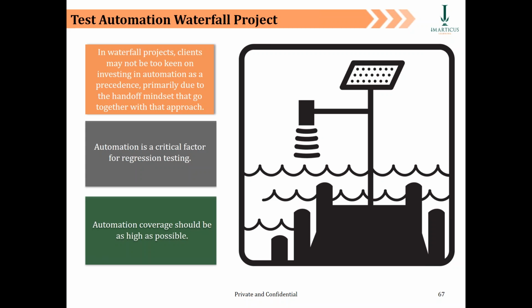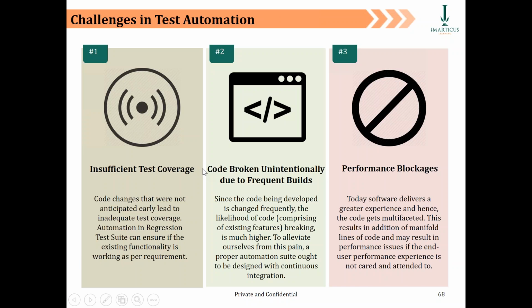Okay, so automation coverage should be as high as possible. Okay, some challenges in test automation. One, insufficient test coverage, which means that code changes that were not anticipated early lead to inadequate test coverage. Automation and regression test suite ensures existing functionality is well tested so as to ensure that it's working as per the requirements.